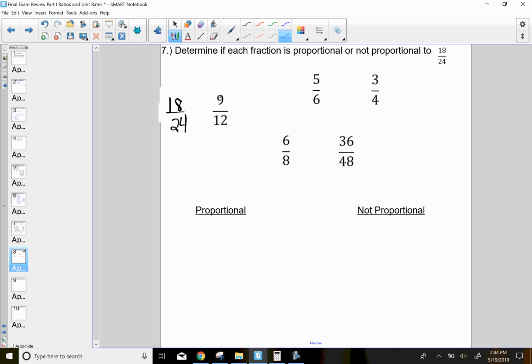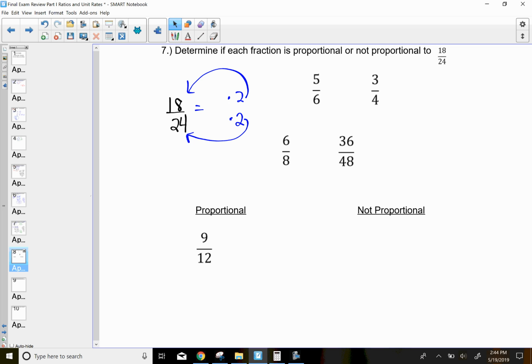I know that 9 times 2 would give me 18. And if that's proportional, whatever I do upstairs, I can also do downstairs. So 12 times 2 is 24. So those are equivalent. So I'm going to take 9/12 and put it in the proportional side. And then I'm going to take this stuff out here so I can try the next one.